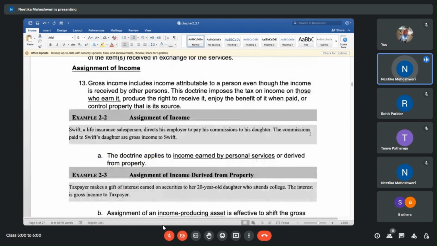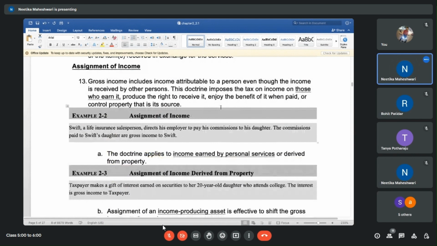Okay, let's just start reading this assignment of income. Who will do this? Hemant, 2.2.